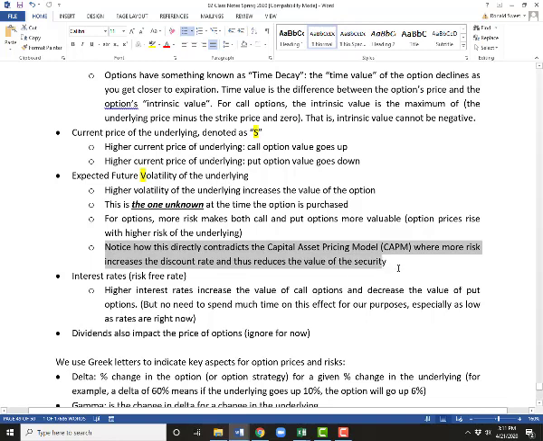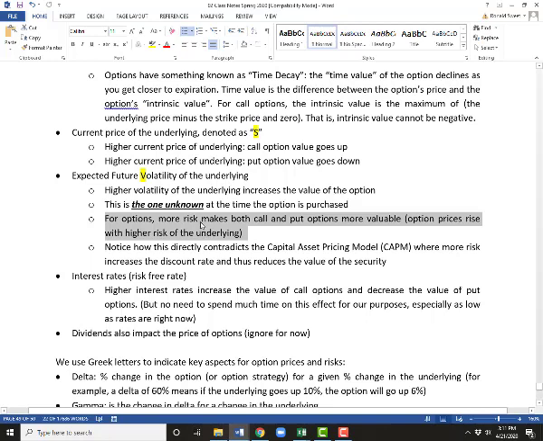Now, this is the exact opposite of what we saw with the capital asset pricing model. Remember with the capital asset pricing model, the more risky something is, the higher its beta, the less valuable it is. But options are the exact opposite. The more risky, the more volatile an option, or the underlying that the option is on, the more valuable the option is.